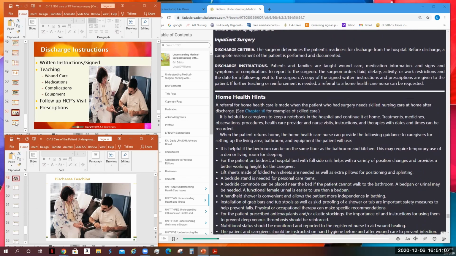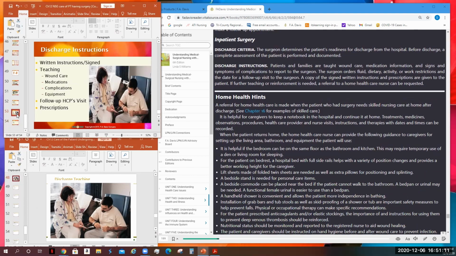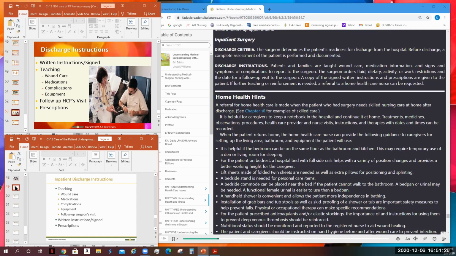Inpatient surgery. Discharge criteria. The surgeon determines the patient's readiness for discharge from the hospital. Before discharge, a complete assessment of the patient is performed and documented. Discharge instructions. Patients and families are taught wound care, medication information, and signs and symptoms of complications to report to the surgeon.